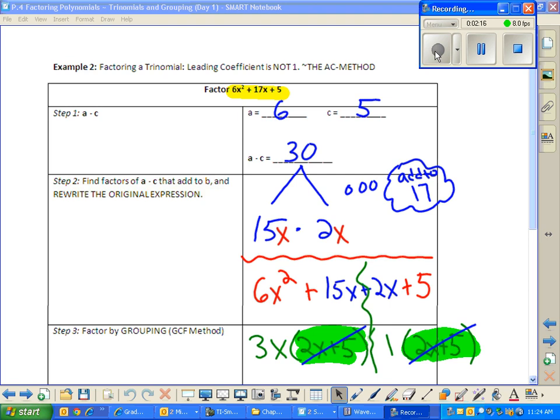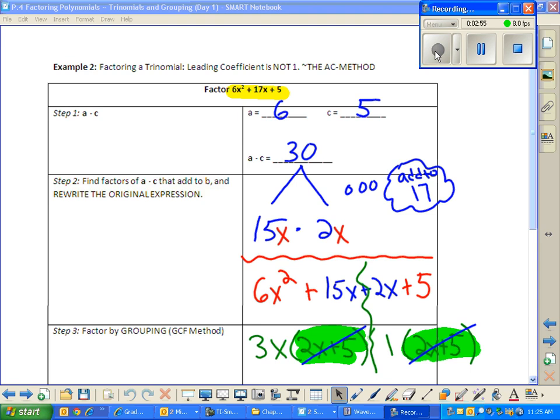The name of this method, AC grouping, helps us figure out step 1. We have to do A times C. So A times C in this problem, if A is 6 and C is 5, the product of 6 and 5 indeed gives me 30. Then I have to think to myself, what are the numbers that multiply to give me 30 that add to 17? That's that middle term. True story, 15 times 2 multiplies to give you 30, and the sum of 15 and 2 is 17.